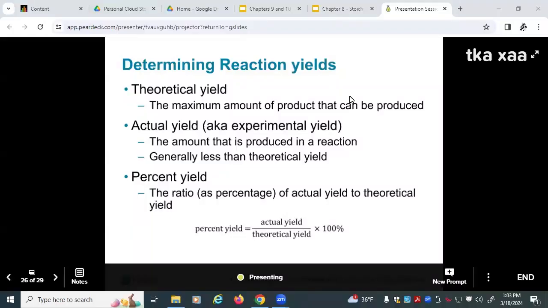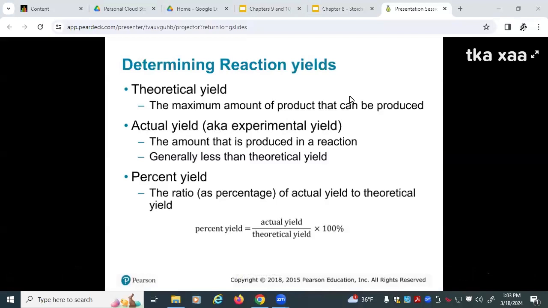All right, so we ended Friday with this slide talking about three different definitions for yield. And I noticed from some of the feedback from last night's assignment, theoretical yield was one of the concepts that we kind of got tripped up on consistently. A lot of the homework questions were asking for theoretical yield, and there wasn't a whole lot of understanding about what that meant.